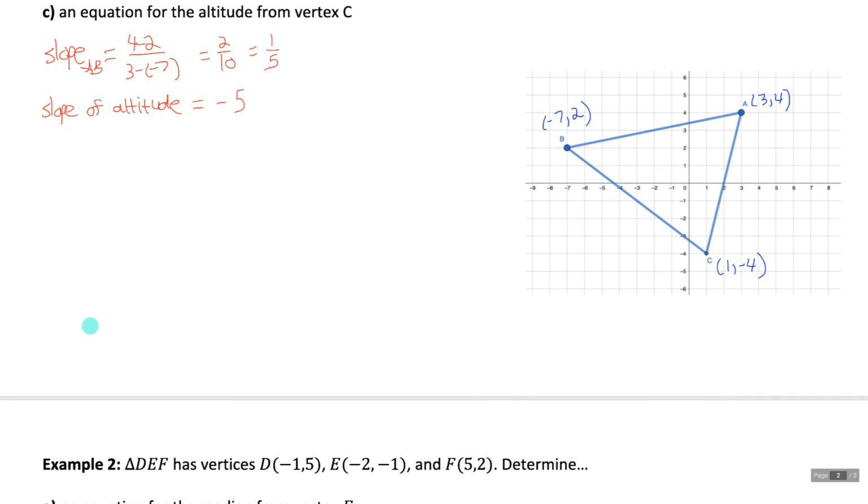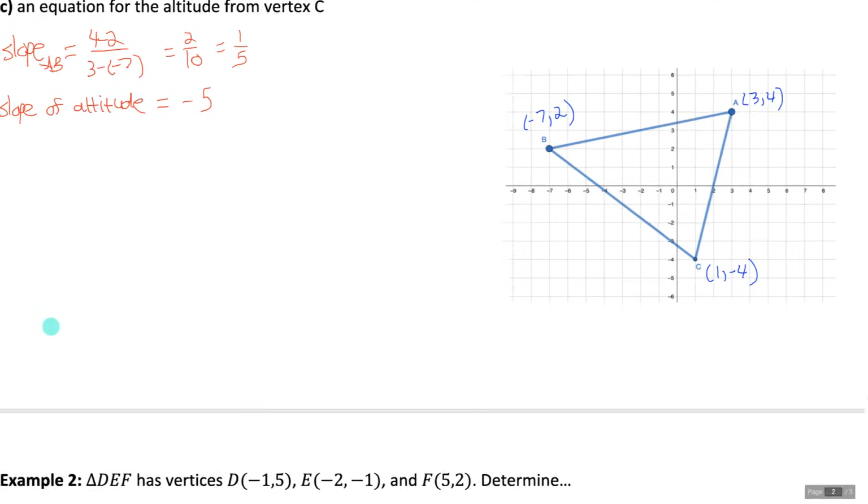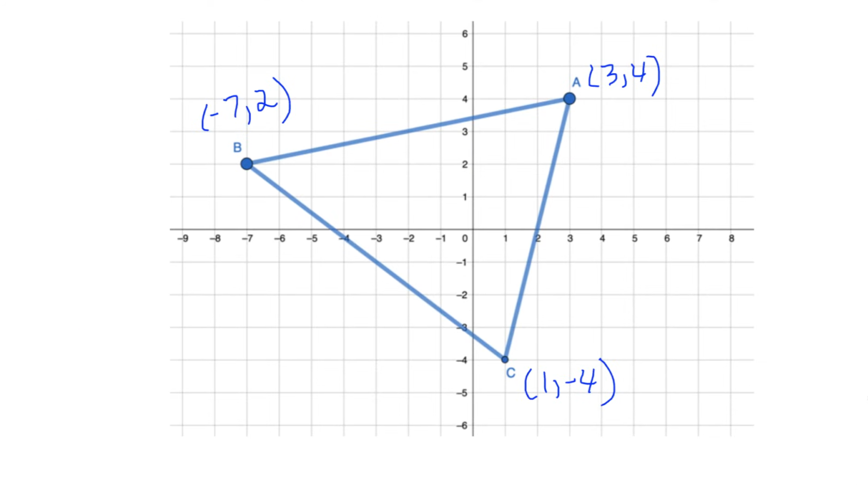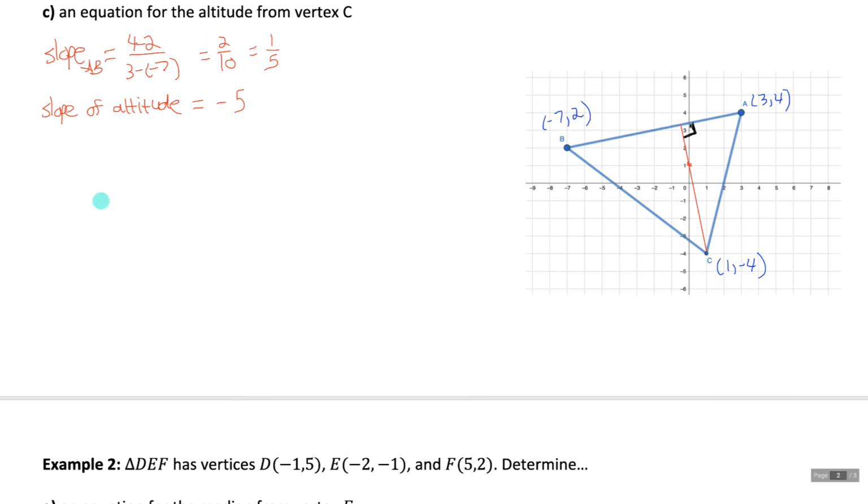So knowing that slope, I could do an accurate sketch of the altitude. A slope of negative 5 over 1 means down 5, right 1, but that'll give me a point outside the triangle. So I'll do the opposite, up 5, 1, 2, 3, 4, 5, left 1. So I now know the direction of this altitude. I can connect those points and go all the way to the opposite side. And there's my altitude.